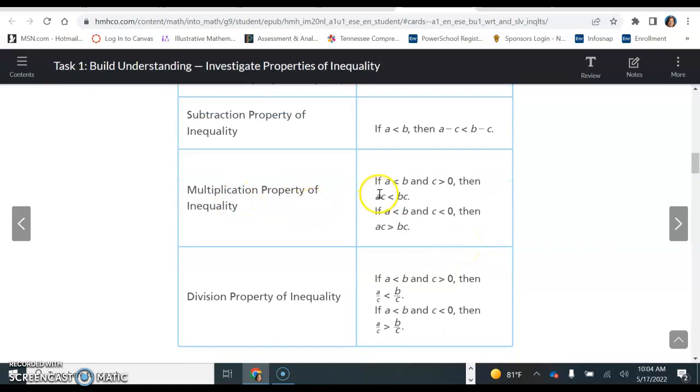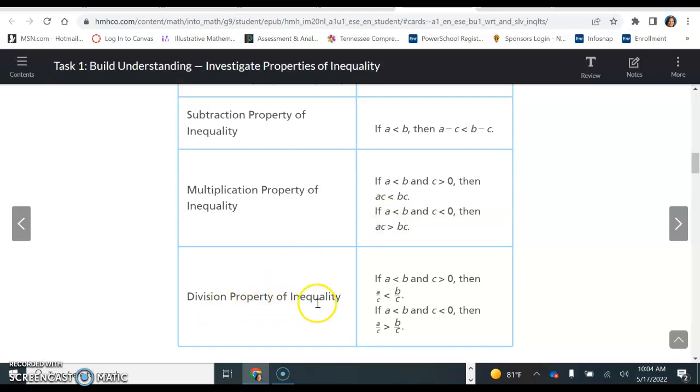Multiplication property. If A is less than B and C is greater than zero, so this means if C is positive, then the inequality does not change. If A is less than B and C is less than zero, so if C is negative, then it switches. So that's what it said above. If you multiply or divide by a negative number, then you have to switch the inequality sign. So you can see it goes from less than to greater than.